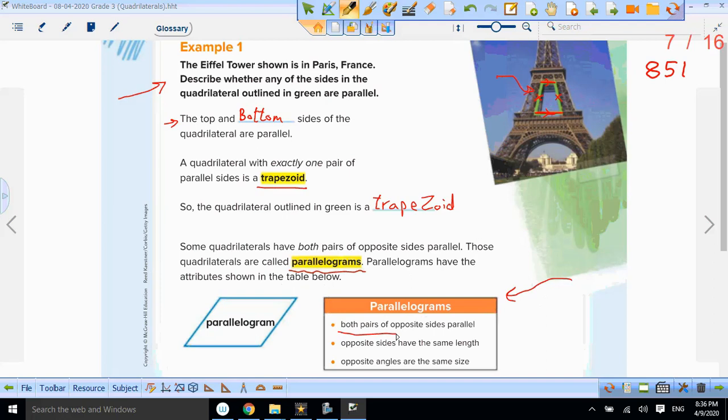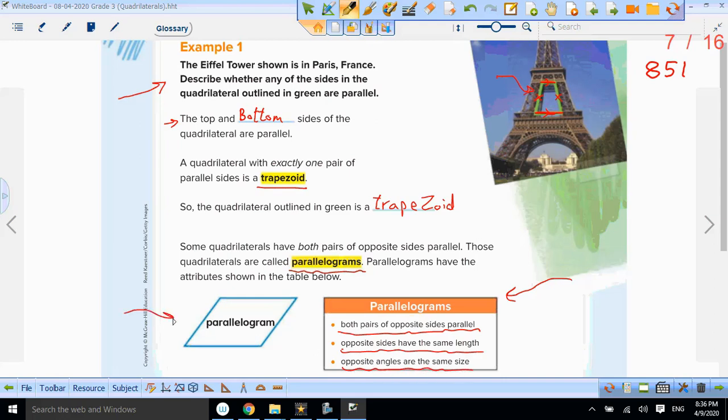Both pairs of opposite sides are parallel. This is the first attribute of any parallelogram or any kind of parallelogram. Opposite sides have the same length. Opposite angles are the same size.